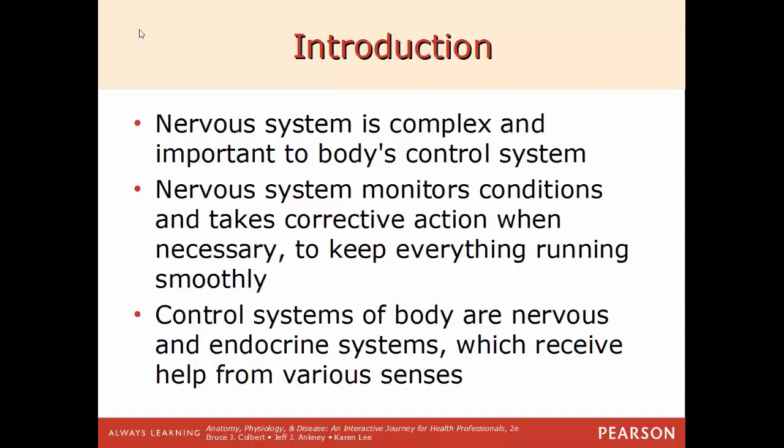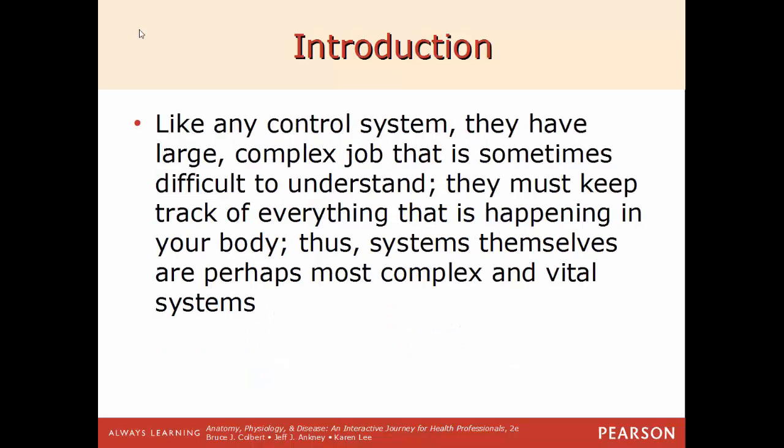The nervous system is a complex body system that controls many of your body's everyday functions. It helps to monitor conditions and take corrective actions if necessary in order to keep everything running smoothly. Another control system that we'll talk about in a future video is the endocrine system. They're control systems because they receive information from our various senses. Like any control system, they're large and complex, very intricate, and sometimes difficult to understand. You must keep track of everything that's happening in your body, so sometimes the systems themselves are the most complex and vital systems.